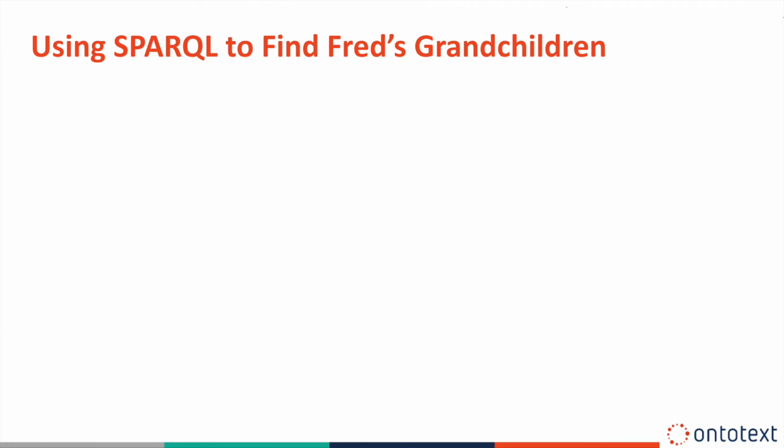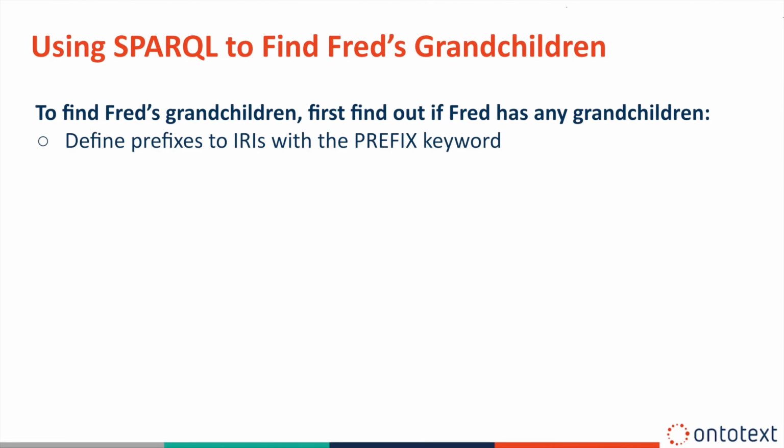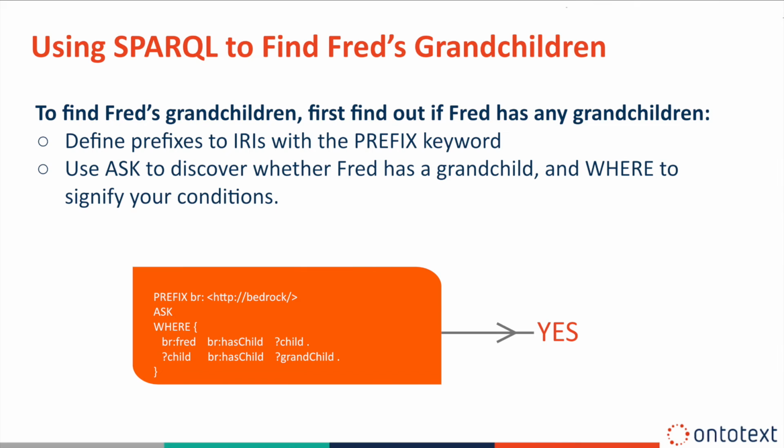Now use SPARQL to find Fred's grandchildren. To find Fred's grandchildren, first find out if Fred has any grandchildren. Define prefixes to IRIs with the prefix keyword. Use ask to discover whether Fred has a grandchild and where to signify your conditions.